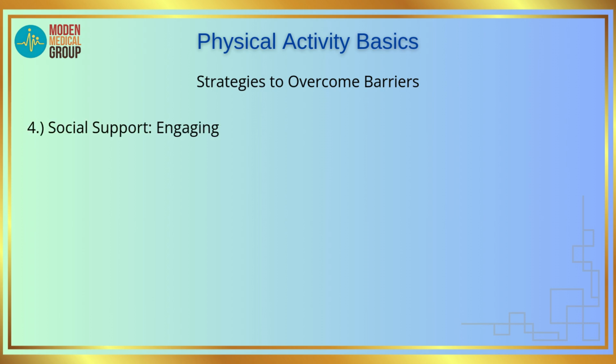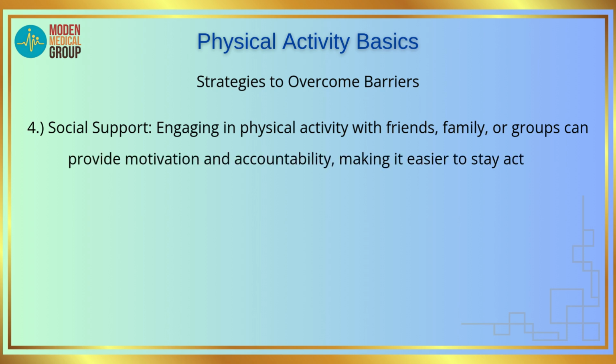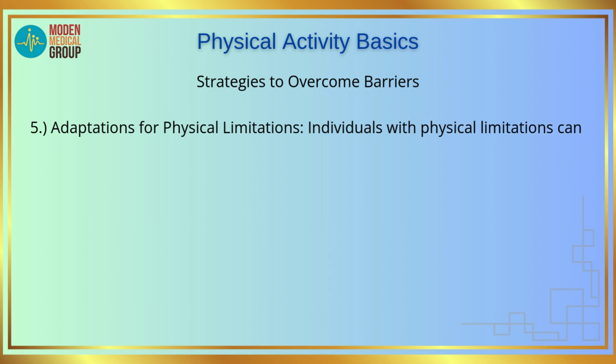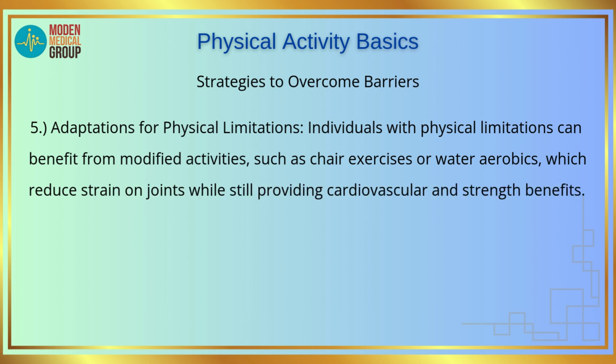4. Social support. Engaging in physical activity with friends, family, or groups can provide motivation and accountability, making it easier to stay active. 5. Adaptations for physical limitations. Individuals with physical limitations can benefit from modified activities, such as chair exercises or water aerobics, which reduce strain on joints while still providing cardiovascular and strength benefits.